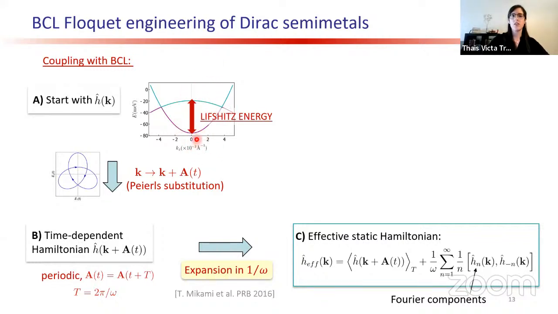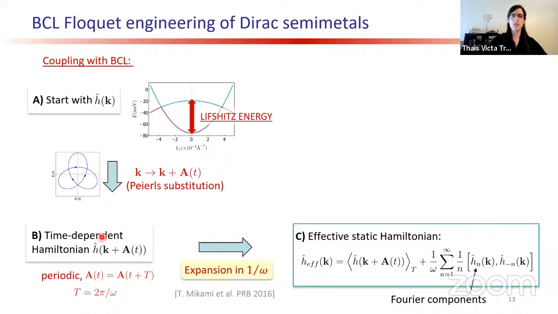So if I choose a frequency that is much larger than this Lifshitz energy, I will not have coherent excitations of electrons because I will not be coupling these two bands. And I can make a perturbation theory in the inverse of this frequency. It's the same perturbation theory that I mentioned in the beginning. It's called high frequency expansion.